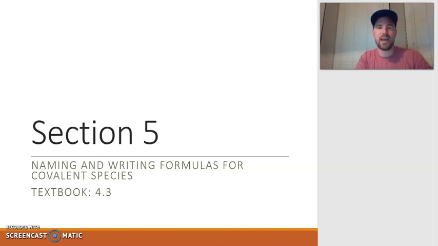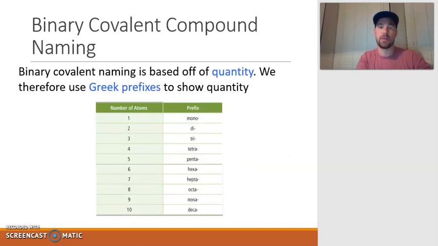We're now in section 5 of topic 5, where we're going to be naming and writing formulas for covalent compounds. For covalent compounds, particularly binary covalent compounds, remember binary meaning there's only two elements, we're going to use the Greek prefixes that we saw at the end of the section for ionic. So as a review, the prefixes are right here, and they're going to indicate quantity.